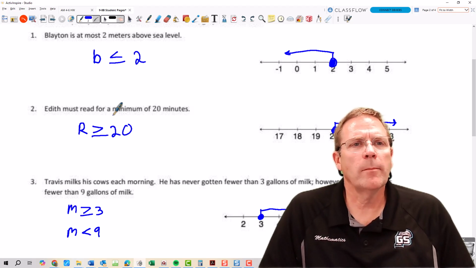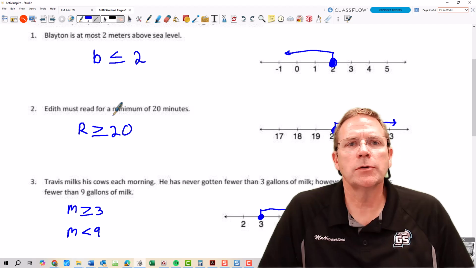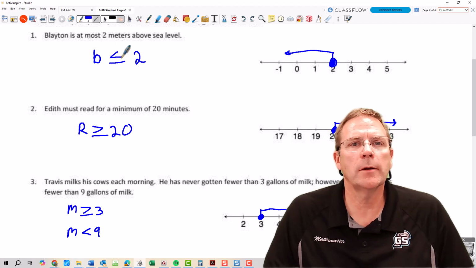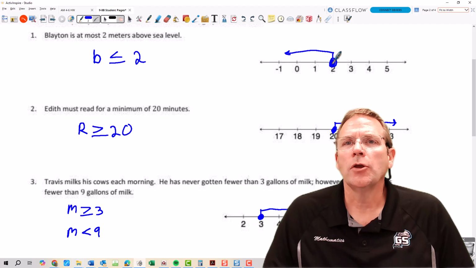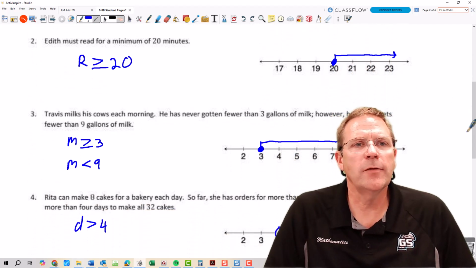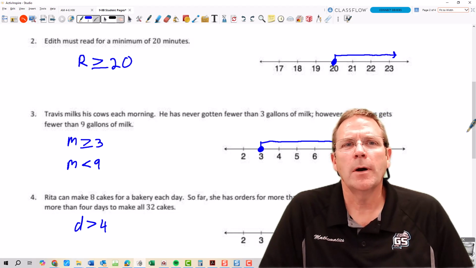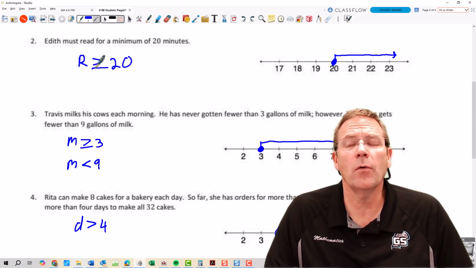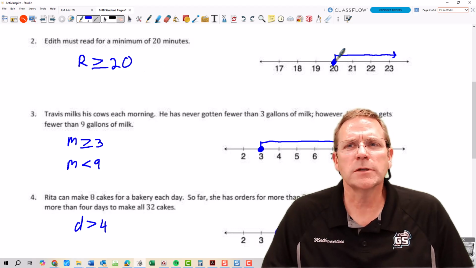For the first one, Blayton is at most 2 meters above sea level. That means it could be less than 2 meters, or it could be equal to 2 meters. So I wrote B is less than or equal to 2 using a solid circle on my graph. For number 2, Edith must read a minimum of 20 minutes. That means she can read exactly 20 minutes, or she can read greater than 20 minutes. So I have a greater than or equal to with a solid circle.